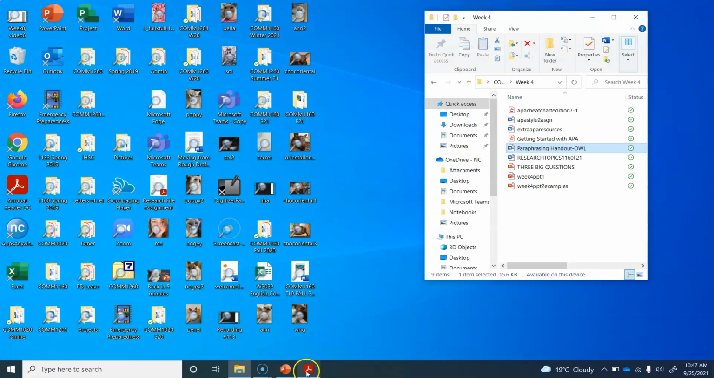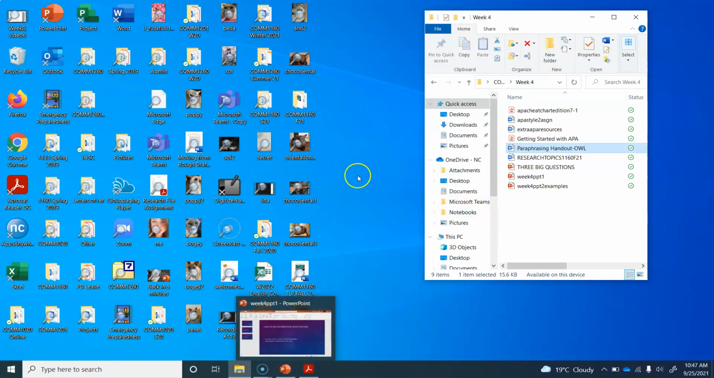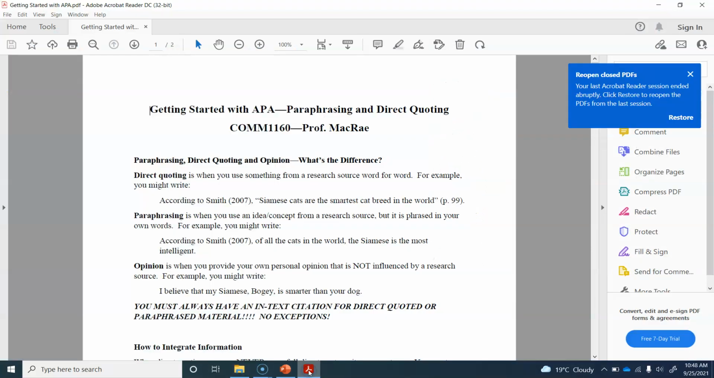In addition to paraphrasing and direct quoting, there will be times where you'll be asked to provide an opinion. Opinion is different than direct quoting or paraphrasing because it's not based in research. It's something that comes from your own head or your own heart. So you're expressing your own personal beliefs or your own personal thoughts that haven't been influenced by research that you've read.